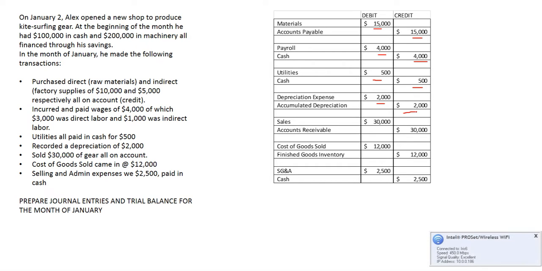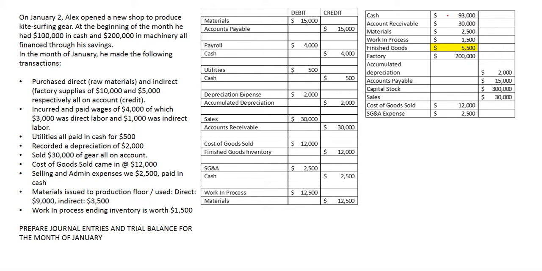Depreciation expense and accumulated depreciation is recorded. Sales is recorded, and all of it is on credit, so it all goes to accounts receivable. Cost of goods sold, expense item, and finished goods inventory will decrease by the same amount. And finally, we have selling, general, and administrative expenses, $2,500 that is paid in cash. Now, these are pretty much the journal entries that you need to do to record all these transactions. Now, let's take a look at the trial balance.